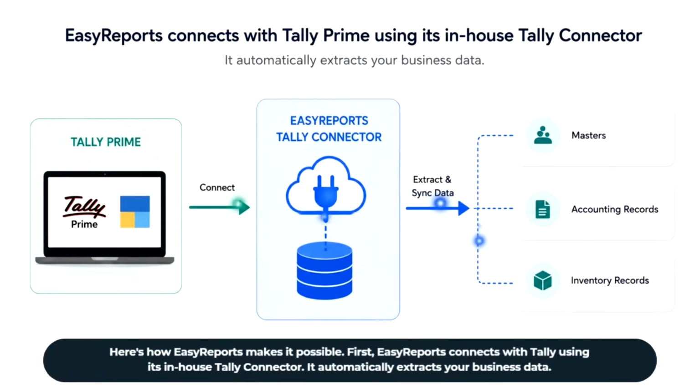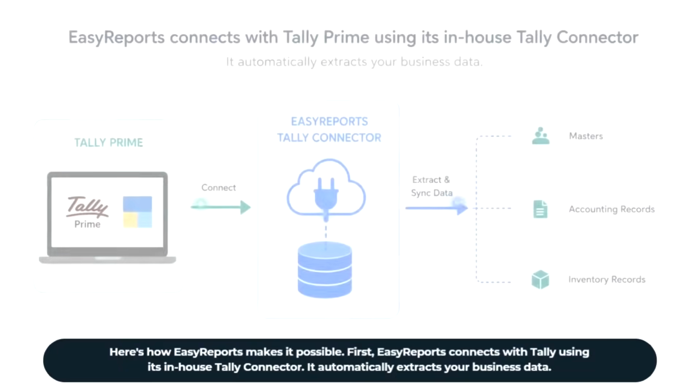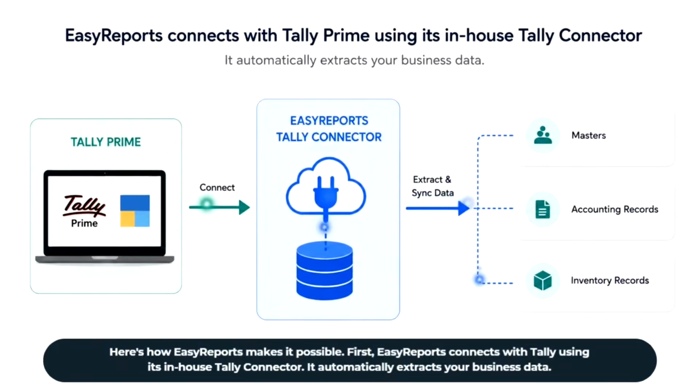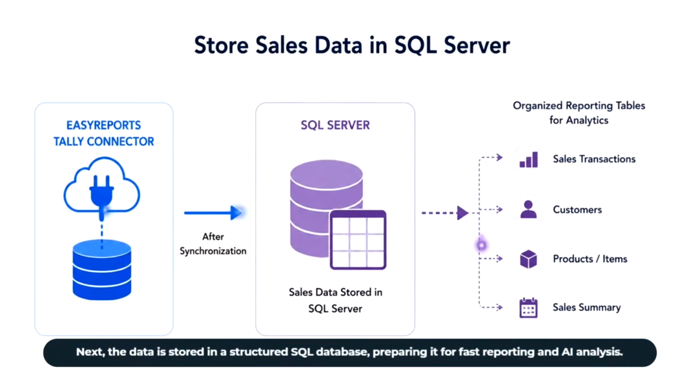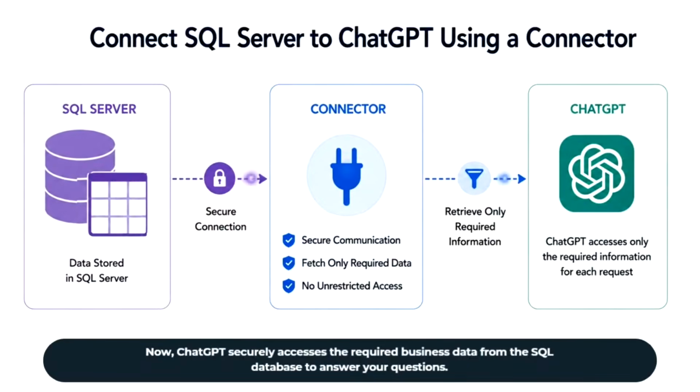First, EasyReports connects with Tally Prime using its in-house Tally connector. It automatically extracts your business data. Next, the data is stored in a structured SQL database, preparing it for the reporting and AI analysis. Now, ChatGPT securely accesses the required business data from the SQL database to answer your questions.